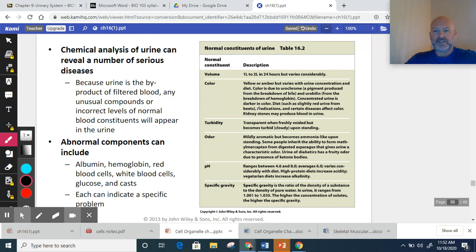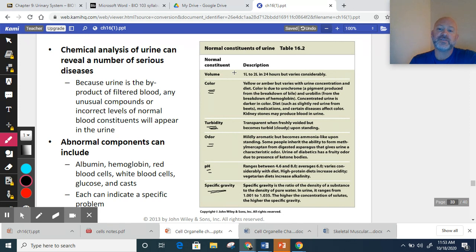So if you look at this table, it comes from the textbook. It talks about the normal constituents of urine. Under normal conditions, the volume should be between 1 liter and 2 liters over a 24-hour period. It talks about normal color, normal turbidity, that's how clear it is, and odor, normal pH, and specific gravity.